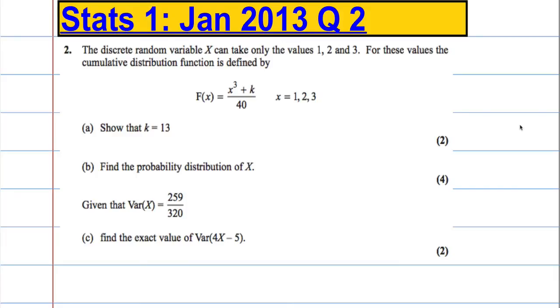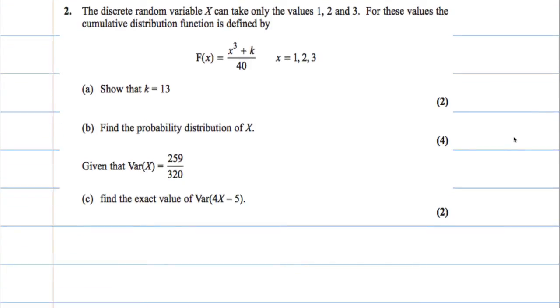Okay, question 2. The discrete random variable x can only take the values 1, 2 and 3. For these values, the cumulative distribution function is defined by F of x equals (x cubed plus k) over 40 for values of x 1, 2 and 3. Show that k equals 13.